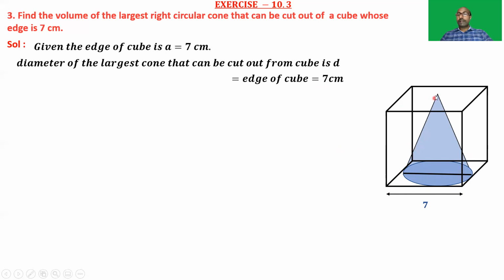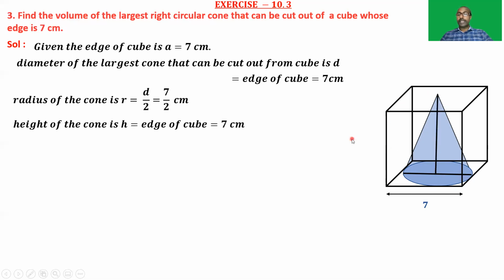So the radius of this cone is 7 by 2 centimeters. And the height of this cone is equal to height of the cube. The height of the cube is nothing but the side of cube. So the height of the cone is h is equal to edge of cube, which is equal to 7 centimeter.